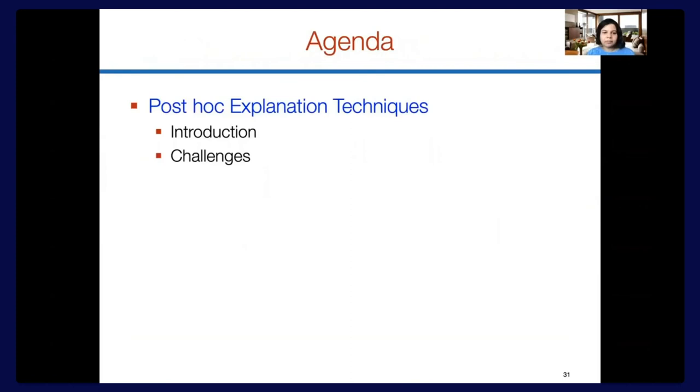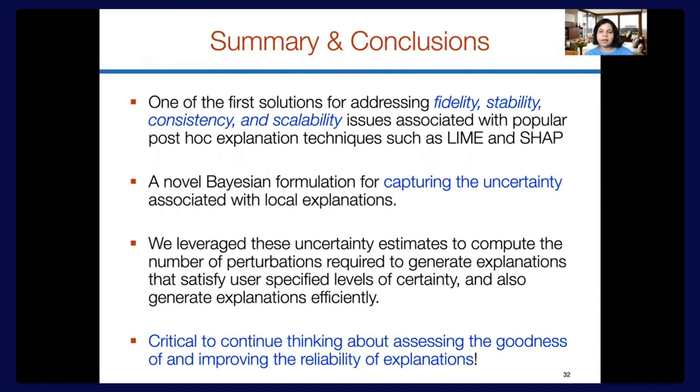Okay, so with that, we are pretty much at the end of our talk. This is one of the initial first-cut solutions to address several problems in one shot associated with popular explanation techniques like Lyme and Schapp, the problems being fidelity, stability, consistency, and scalability issues. To address these, we propose a novel Bayesian formulation for capturing the uncertainty associated with local explanations. We then leverage these estimates to compute the number of perturbations required to generate explanations that satisfy user-specified levels of certainty, and to generate them in an efficient manner, right?